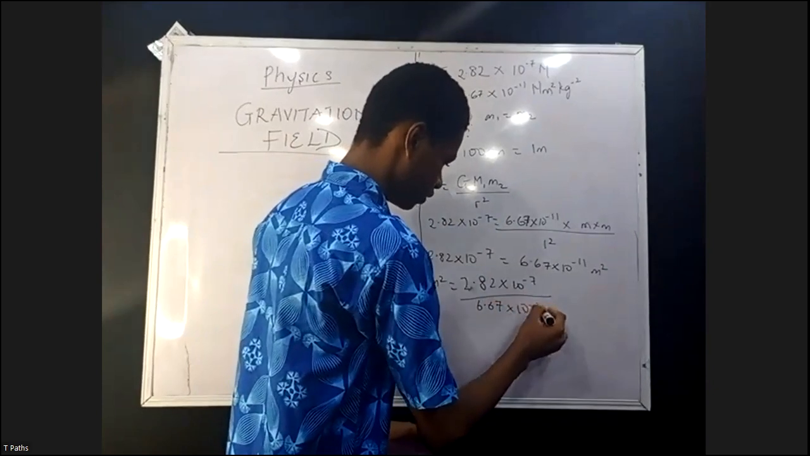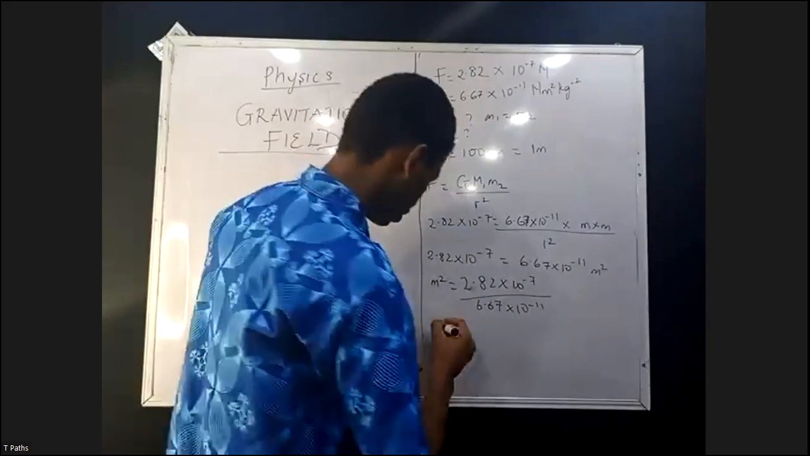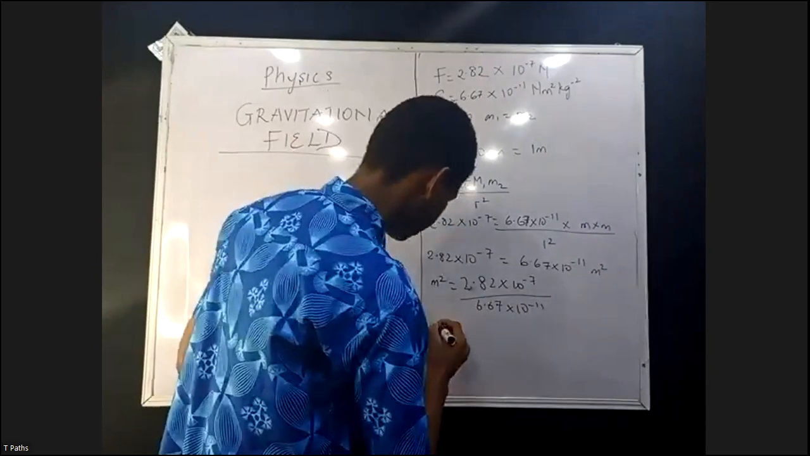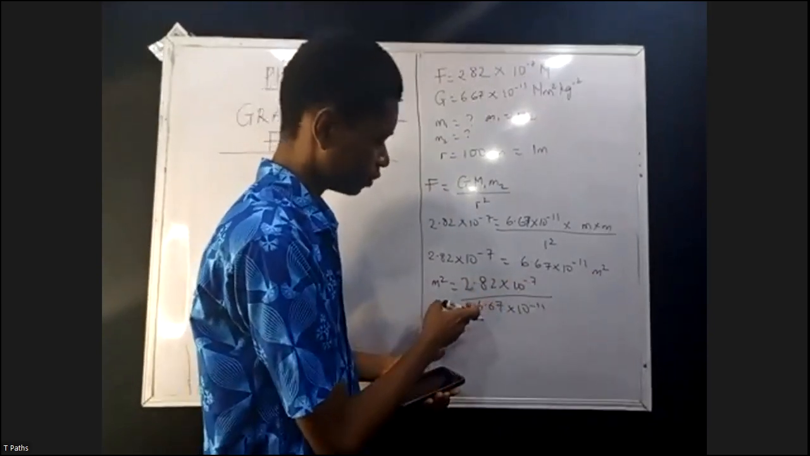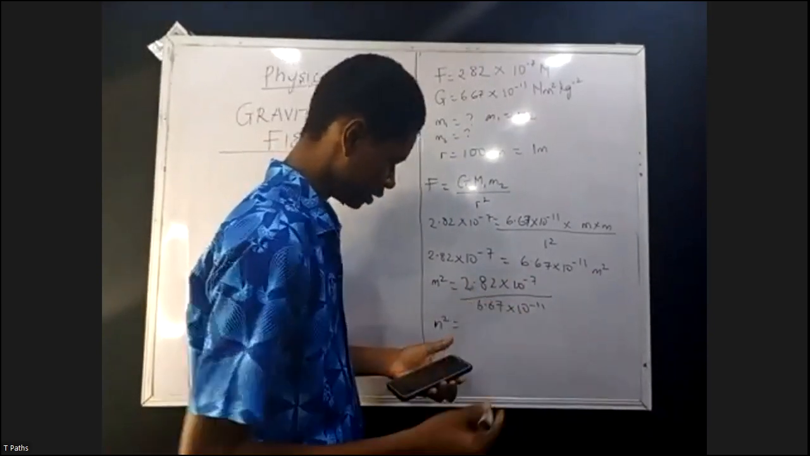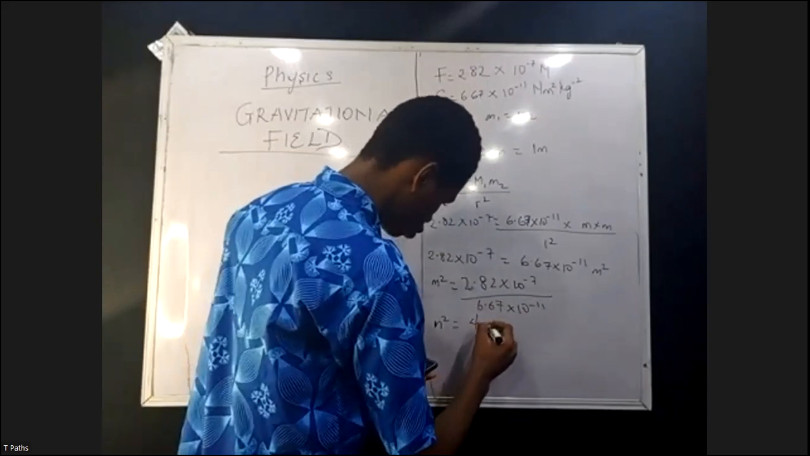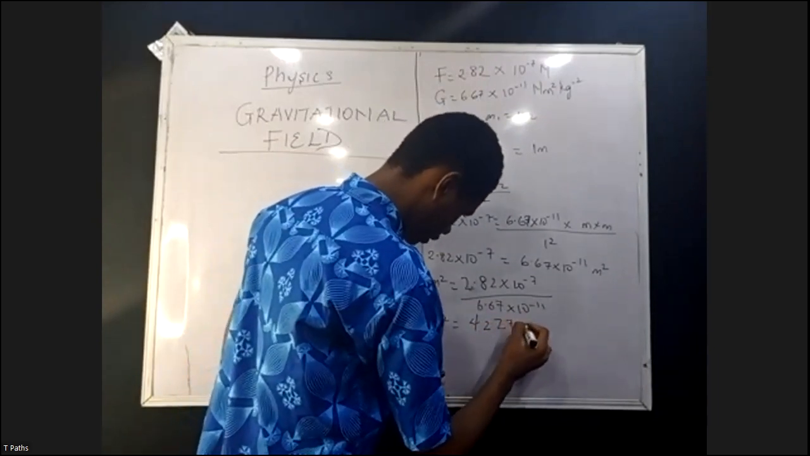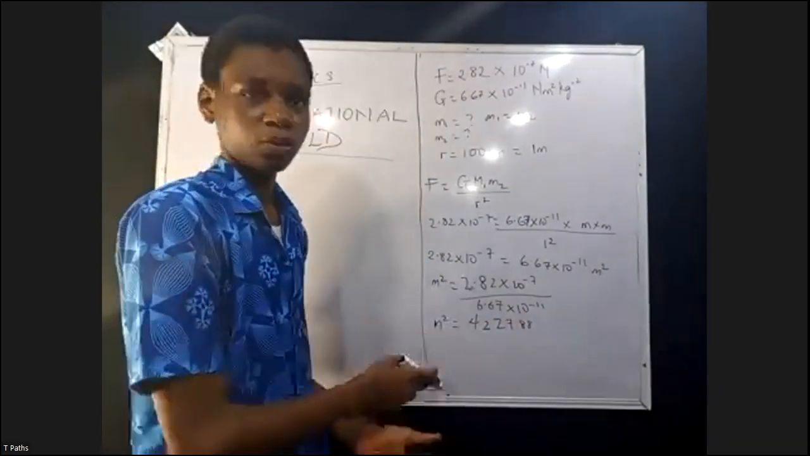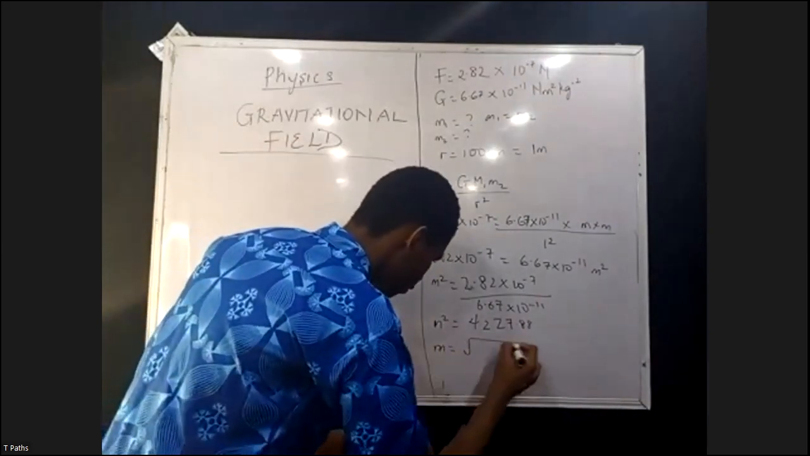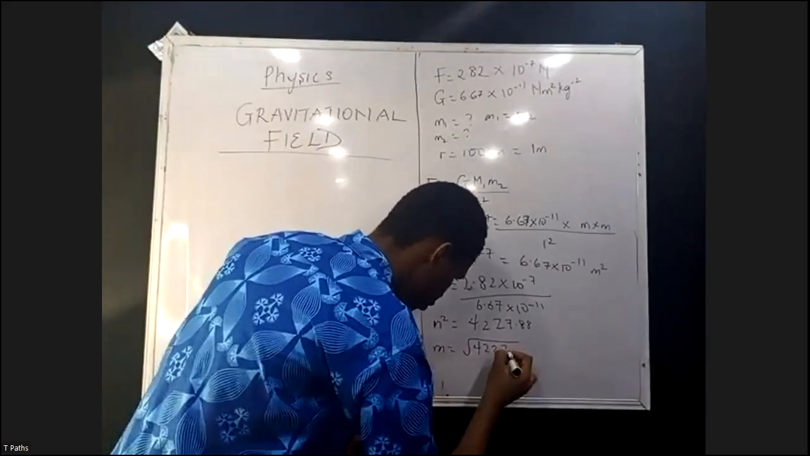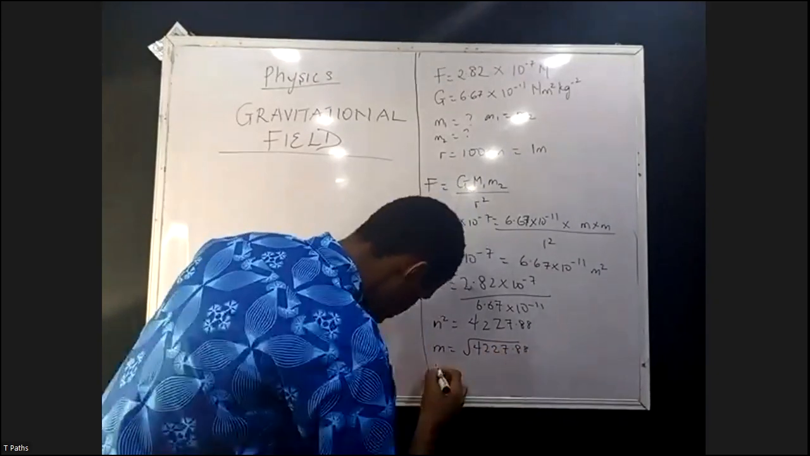So here this is going to give me, okay, if I divide it, m squared will be equal to 2.82 times 10 raised to the power minus 7 divided by 6.67 times 10 raised to the power minus 11. This gives me 4227.88. Now for me to find the value of m, I'm going to find the square root of this. So I'll say m is equal to the square root of 4227.88.